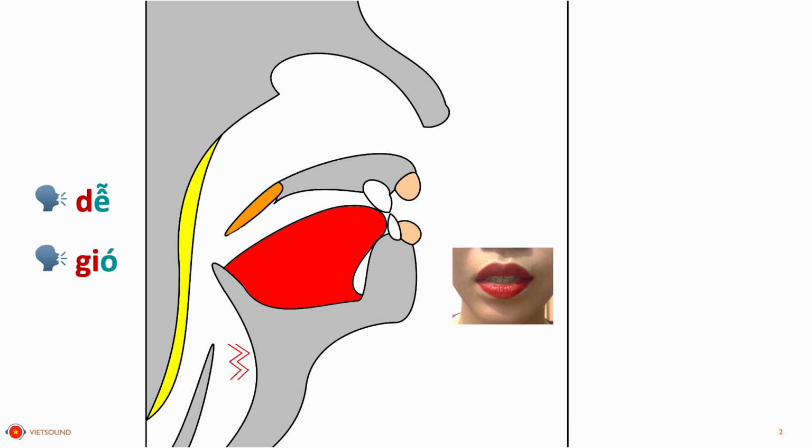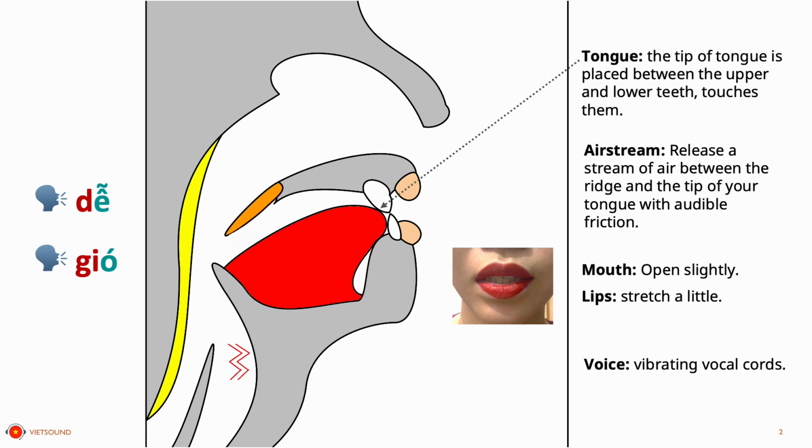It could be spelled by the letter Z, like in the word dễ, or can be spelled by the combination of the letter G and E, like in the word gió. Now let's see how to pronounce the Z sound. First, tip of your tongue is placed between the upper and lower teeth, touches them, then release a stream of air between the ridge and the tip of your tongue with audible friction.